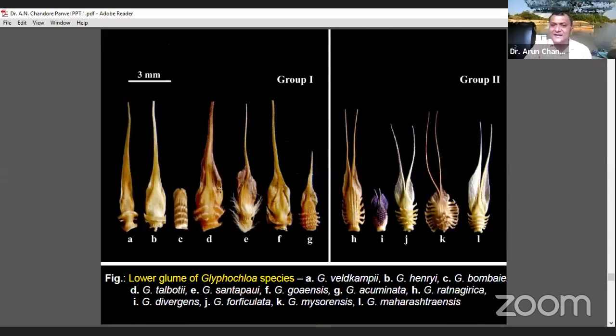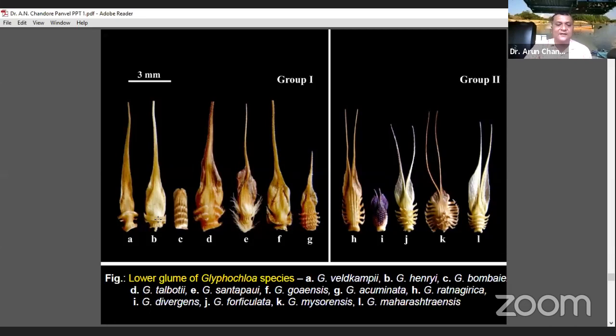Okay, Glyphochloa is a recently described genus from our Konkan and Western Ghats region, and this entire genus is endemic and restricted to our Konkan and Western Ghats. You see this bloom character. Some 7-8 species of Glyphochloa are found in our region, and all are restricted to our region. These blooms of Glyphochloa, the first group has a single one, and the second group has two.